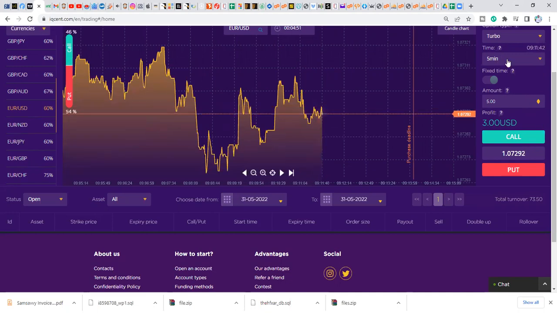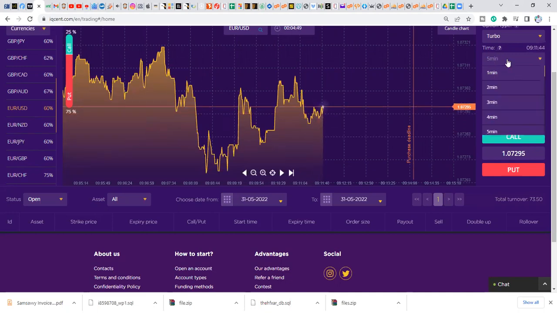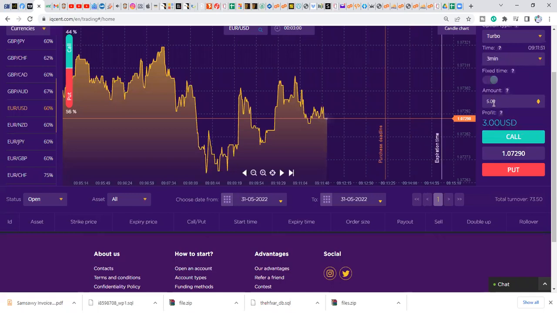Now, one thing you also need to check when you come on your broker is the timing. Every educator will give you the time, to say this trade is within 3 to 5 minutes, or this trade is for 3 minutes. So let's say this trade is for 3 minutes. We're entering this market for 3 minutes. Now, this is the amount. I put in $1 just for a test.